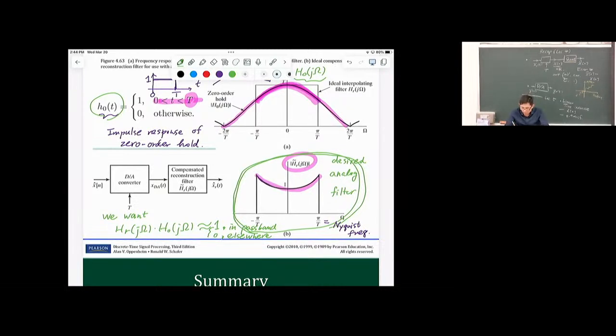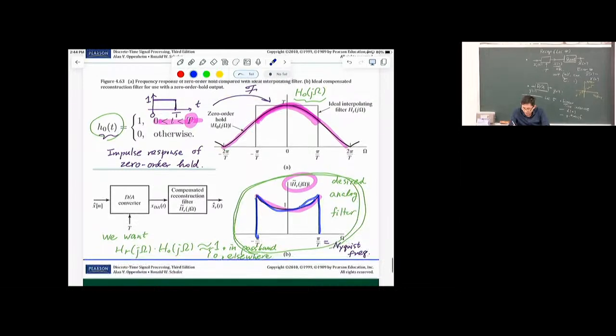So that's why the desired analog filter that we apply after zero order hold should be a concave up bandpass filter, which looks like what is shown right here. So that when we multiply the zero order hold response with this reconstruction filter, hopefully we have nearly ideal low-pass filtering. Hopefully the combined effect will be ideal low-pass filter.